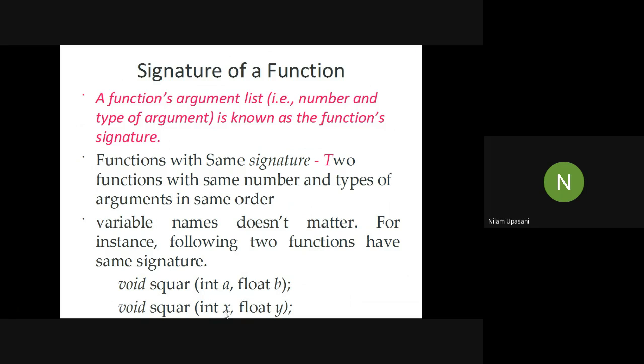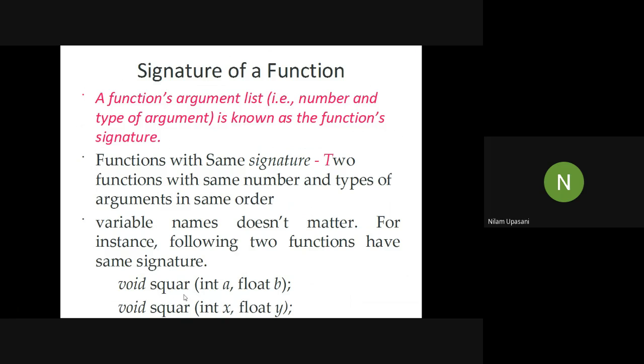Here also first one is integer, next one is float. So the types are same, only name of the variable is different. Here I am calling it as a b, here I am calling it as x and y. So can a compiler differentiate between these two functions? So answer is no. Okay, so name of the parameter doesn't contribute in the signature. What contributes in the signature of the function is function name and the types of the input parameter.